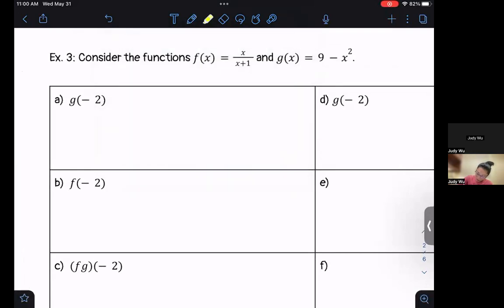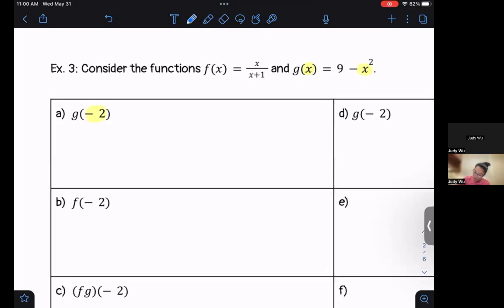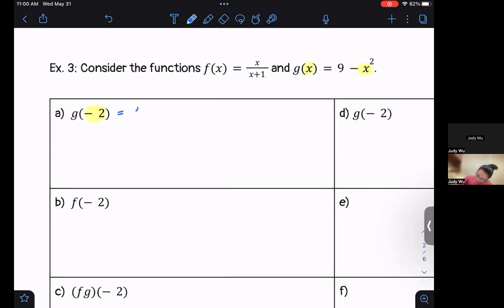So if we put -2 into the g function, that means everywhere we see an x, we're going to put a -2. So that gives me 9 minus, and I'm going to be super careful here, put in -2 in parentheses, because -2 is the quantity that I'm squaring. So this is 9 minus 4, since -2 squared is 4. 9 minus 4 is 5. So g of -2 is 5.